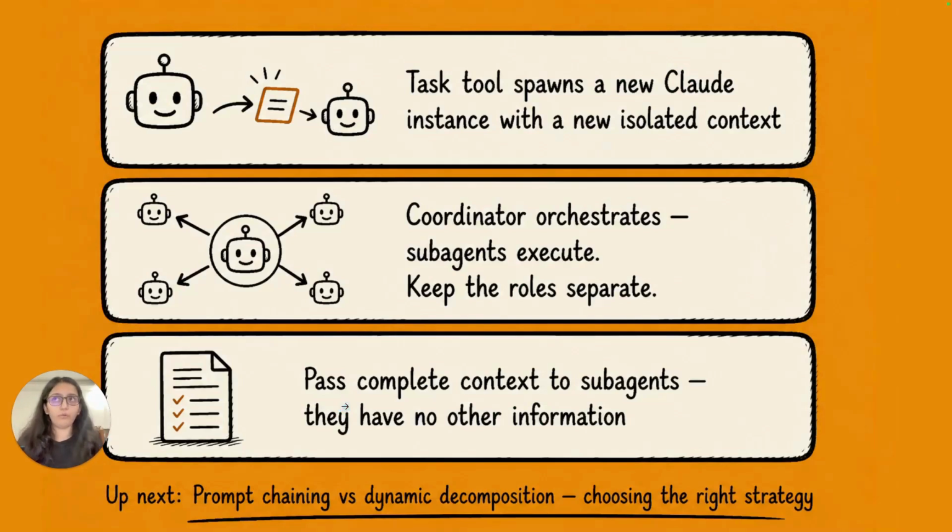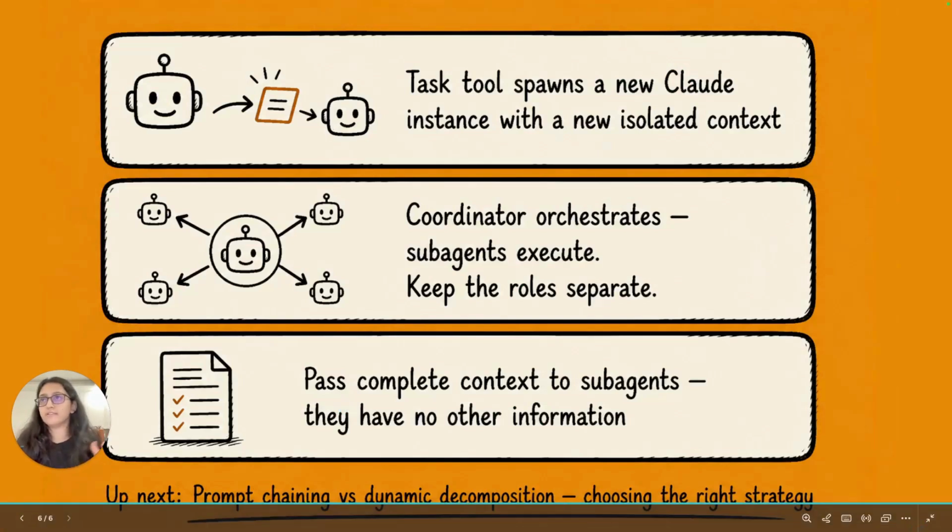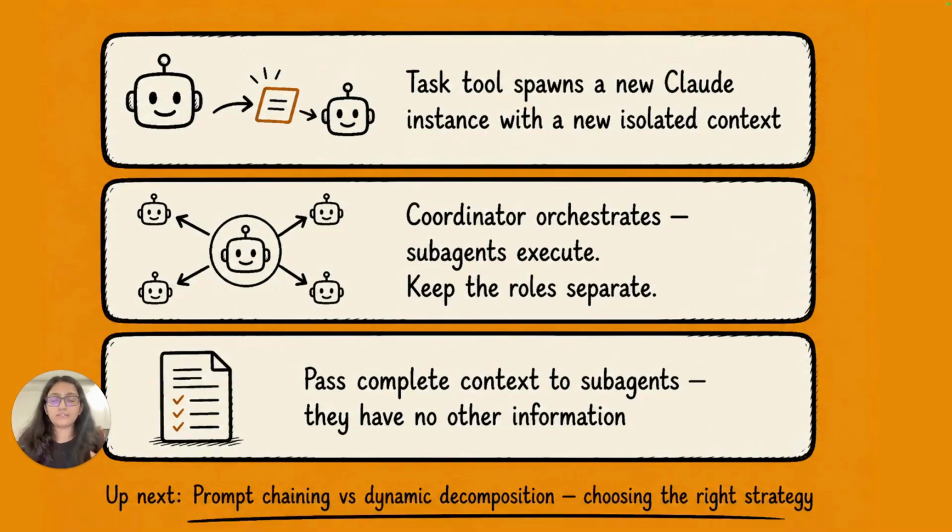So in this video, we talked about how the task tool spawns a new Claude instance with a new isolated context. So the coordinator will not have the context of the subagent, and the subagent won't have the context of the coordinator. The coordinator is supposed to orchestrate, subagents will execute, so we have to keep the roles separate. And please pass complete context to subagents because they have no other information access. So now you understand the mechanism. Subagents run in isolation and return output to the coordinator.